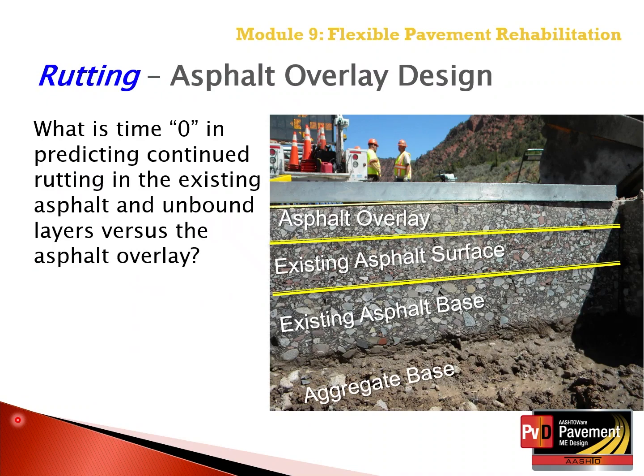The existing pavement layers already include damage: the existing asphalt surface, and any intermediate layer and existing asphalt base. They already include damage related to rutting, while the new asphalt overlay does not. So how is the existing rut depth damage considered in the Pavement ME software for rehabilitation design? Or what is time zero in predicting continued rutting in the existing asphalt as well as the existing unbound layers and subgrade versus the asphalt overlay?